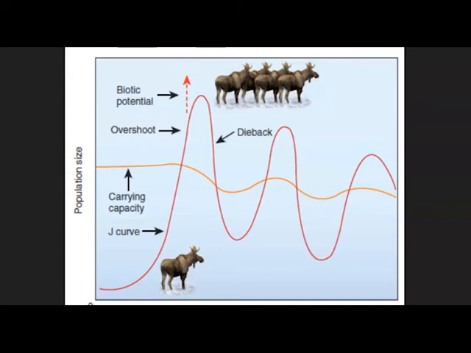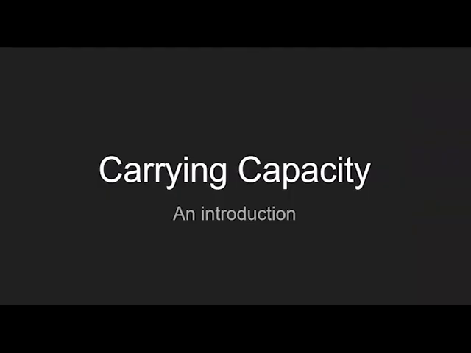As you can see with this image of the moose, or the curve from the previous slide, a population might start off as a J-curve, as time goes on transitions into an S-curve as the carrying capacity works to stabilize the population over time. These are the basics of carrying capacity.